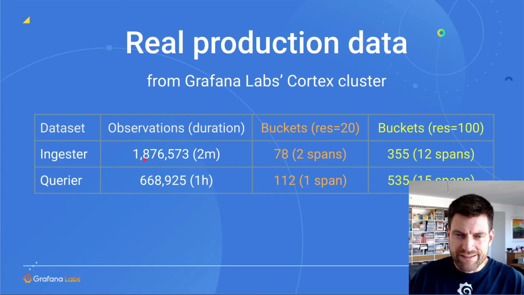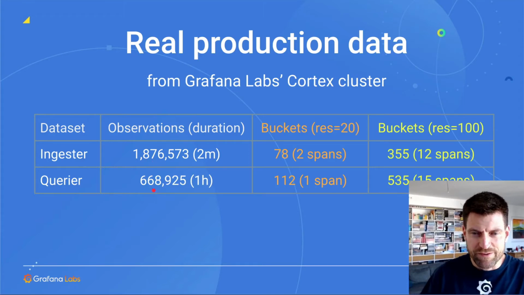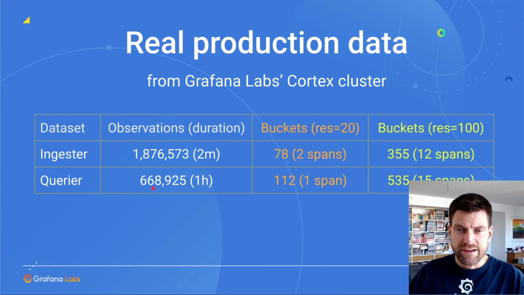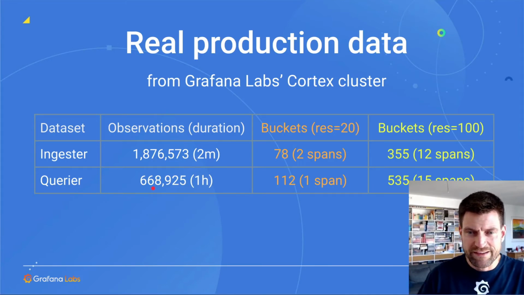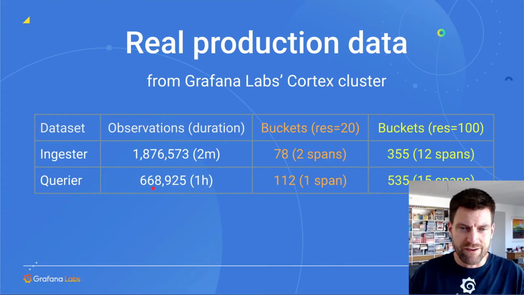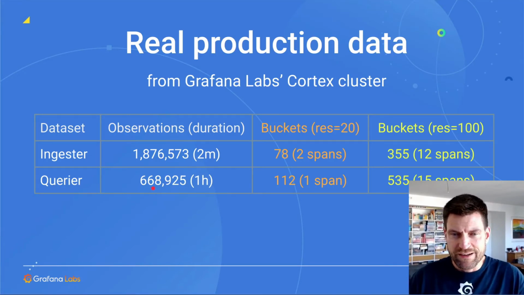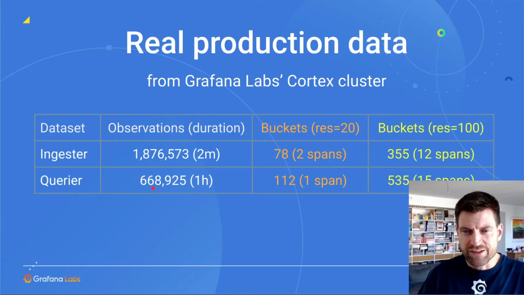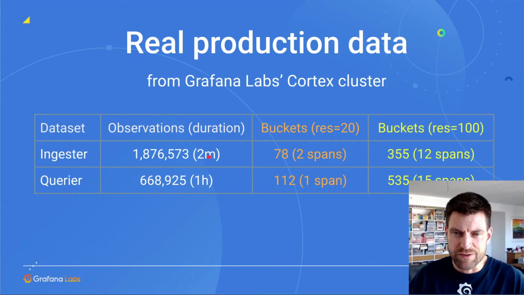So I collected the ginormous amount of almost 2 million observations here and a bit more than 500,000 for the querier, and put them all into one histogram. That's kind of a worst case scenario. In practice, you would probably have a histogram along certain dimensions and you would have it on every instance. This is really to brute force test it, put all the observations into one histogram. By the way, the 2 million here are happening in just 2 minutes because it's a super busy cluster. The querier is not as busy, so those 500,000 were over an hour.